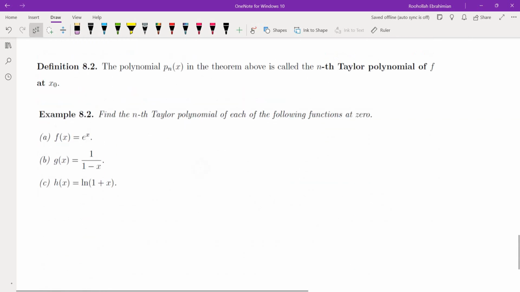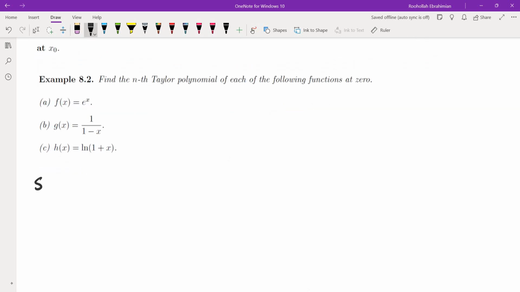Okay, so now let's look at some examples. And this polynomial Pn of x is called the nth Taylor polynomial of f. Note that the degree of this polynomial may not be exactly n. It could be less than n, but it would not be more than n. So let's now look at some examples.